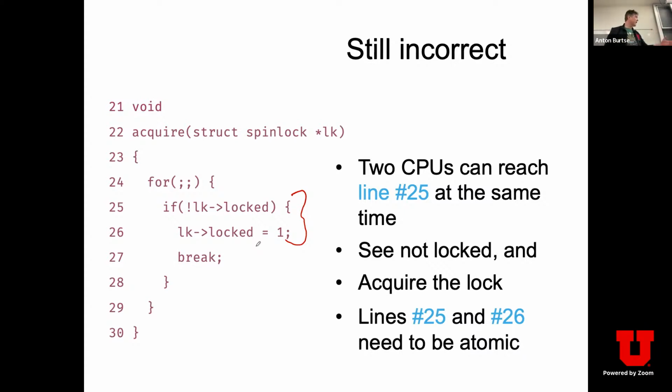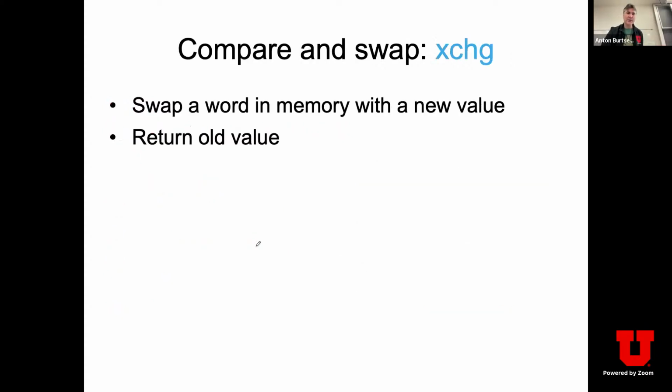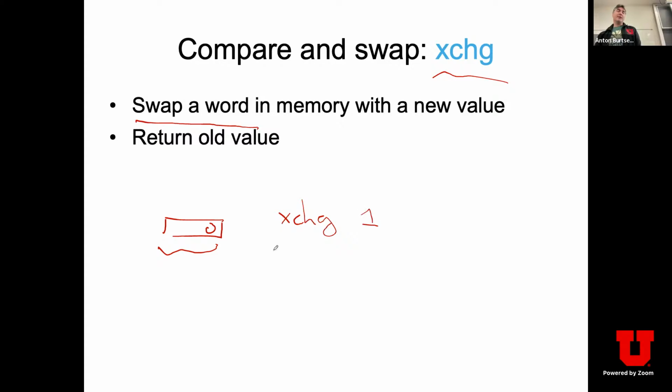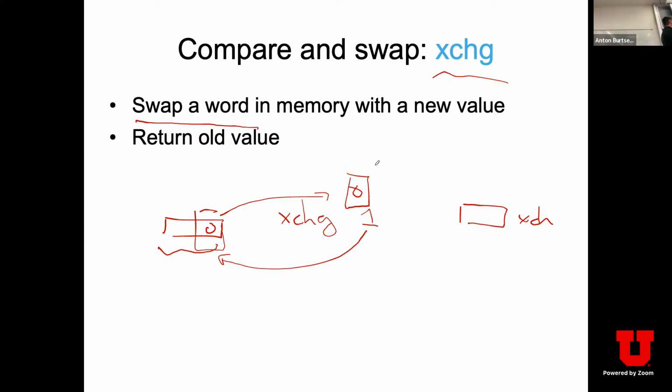So CPUs came up with special instructions, which are very limiting. By the way, exchange is an instruction which swaps a word in memory with a new value. You have a cache line with some value, let's say 0, you say exchange with 1, and it returns the old value 0. It atomically, in a single instruction, puts 1 here and returns the old value. So if two CPUs execute the same exchange instruction, only one of them will see 0, and the cache coherence will choose a winner.